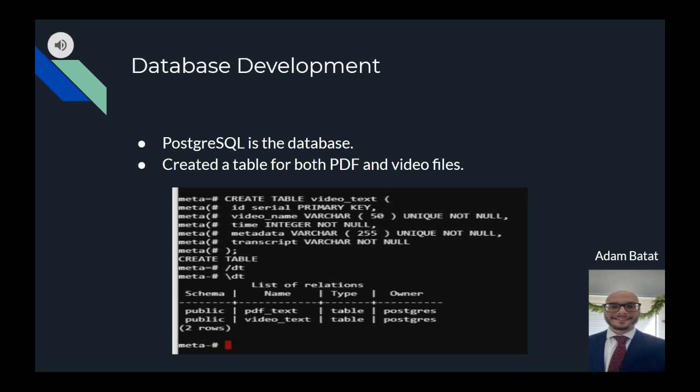So each table will get the data pushed into the correct table, and both of them pretty much store the name of the file, the page number or timestamp, the metadata, and the actual content inside the file. So for the video, it would be the transcript, and for the PDF, it would be the text on the page.